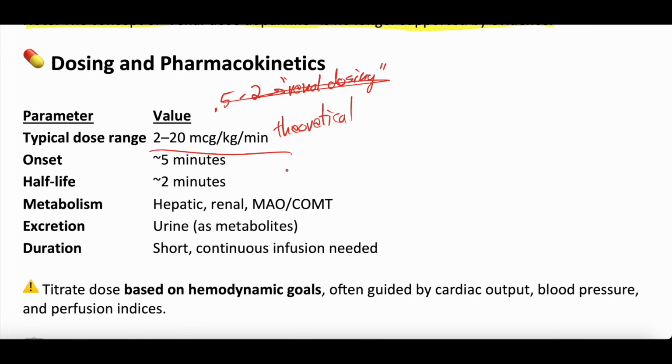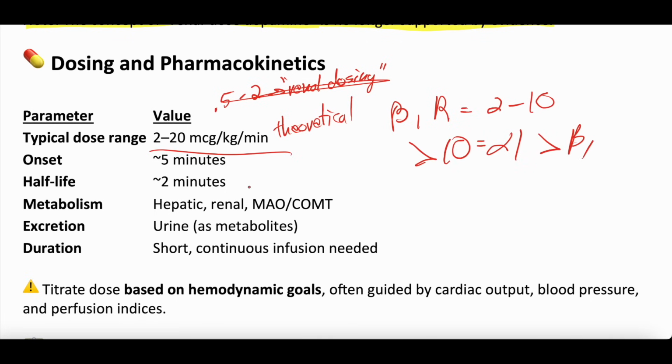So 2 to 20 micrograms per kilogram per minute, with the first 2 to 10 primarily being beta-1 receptor effects, and then greater than 10 being primarily alpha-1, at least more than beta-1 receptor effects. Onset is 5 minutes, half-life's 2 minutes, so it's fast on, fast off.